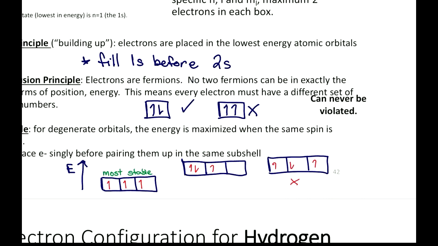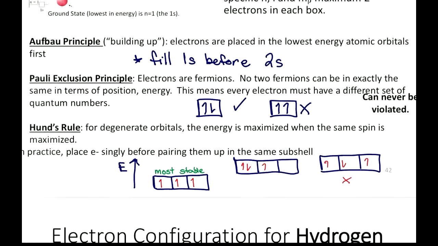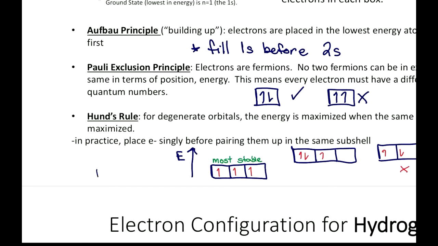Yes, you can get them all to spin down. Analogously, the most stable arrangement would be to put them all spin down like this, but they all have to be in different boxes. It doesn't matter. They're both correct. Yes, because technically this does not violate anything if they're all spin down. The only reason that I put them spin up is because I'm human and I just do.